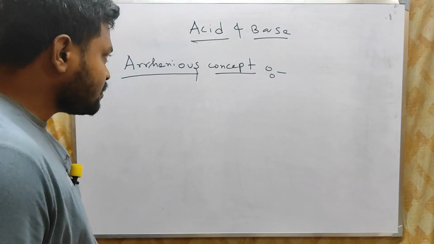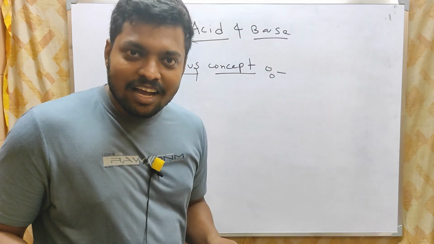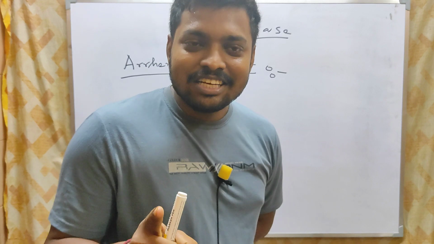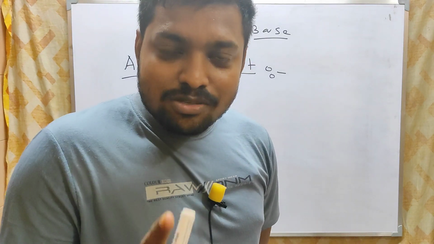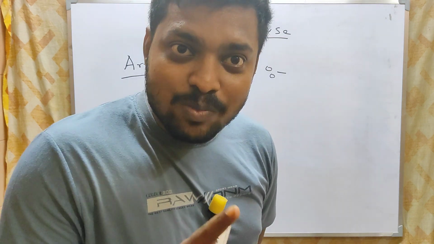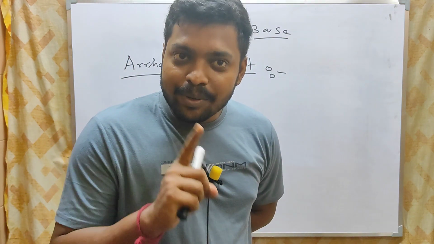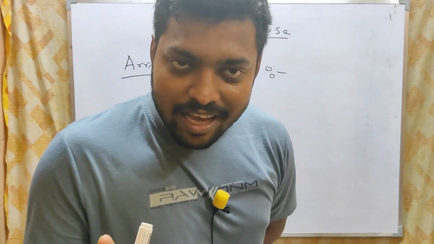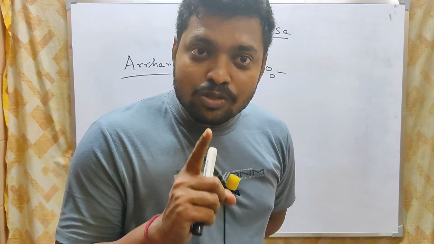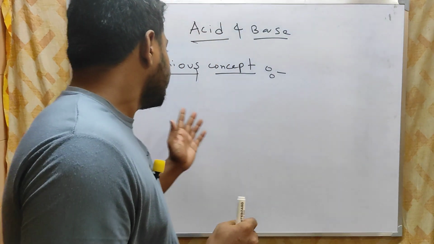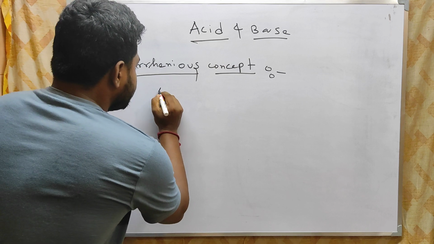Arrhenius said that acid is a hydrogenous substance which will dissociate in aqueous solution to form H plus ion. And base is a molecular substance which will dissociate in aqueous solution to produce OH minus ion. So look at what Arrhenius said.